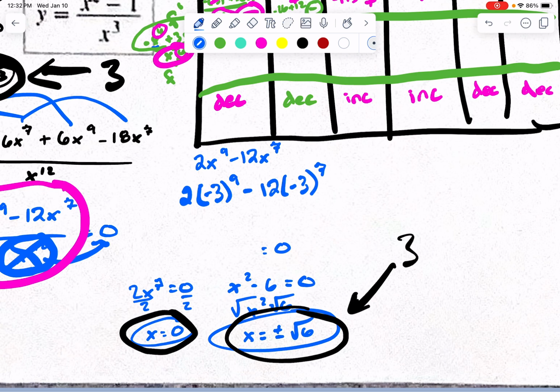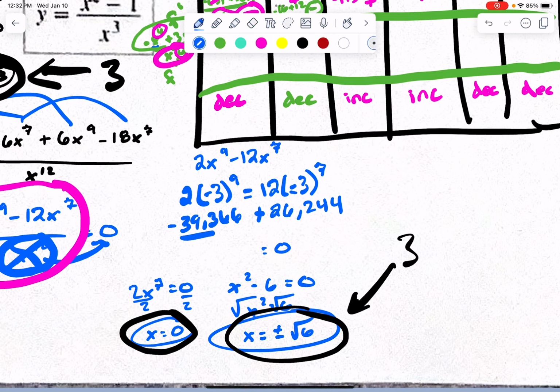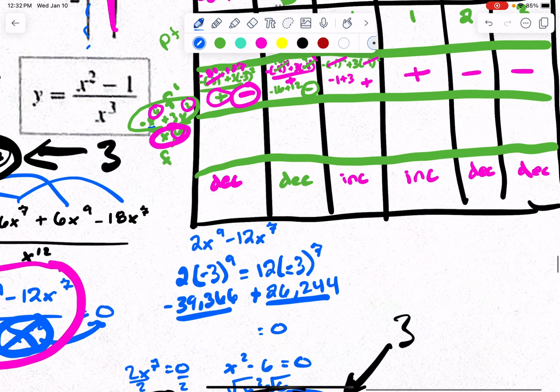Okay, and then times 2. This is what? 3 to the 9th power times 2. Okay, this is -39,366 minus 3 to the 7th power times 12. Okay, so that will be positive 26,244, because we have 7 negatives and then another negative, which makes it a positive. Okay, this right here, if we add those two together, is going to be negative, which means he is concave down. Okay, I guessed that.